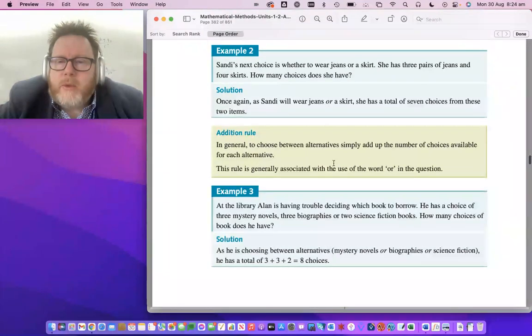This is an important bit. This rule is the addition rule. Just add up the choices. The use of the word "or" in the question implies that you're going to be adding them up. So you've got either/or, add them up.